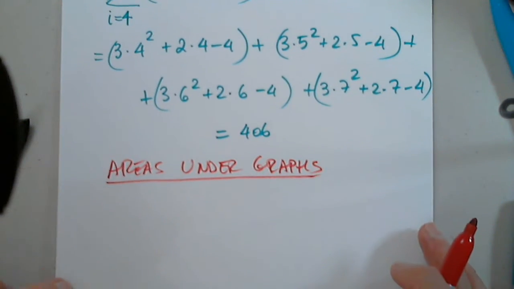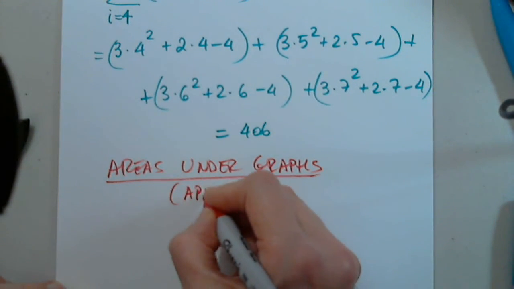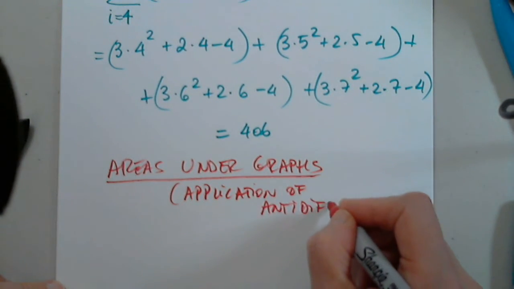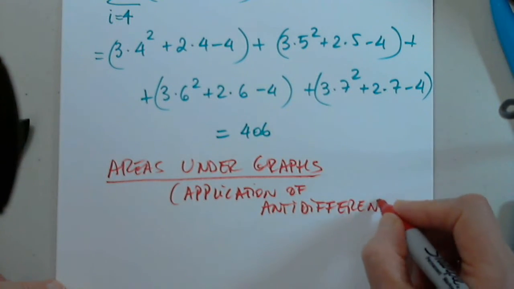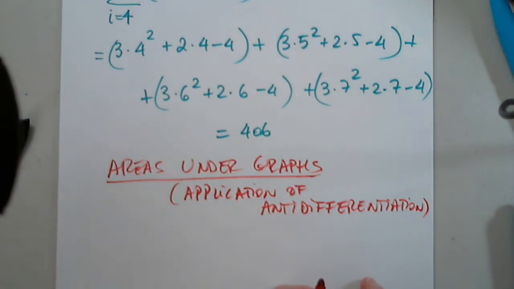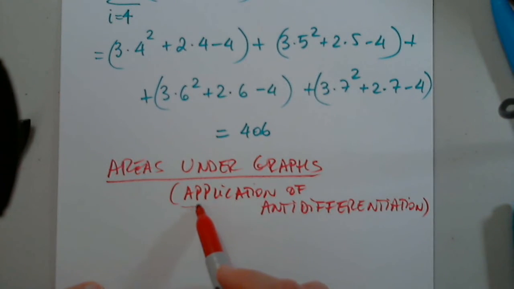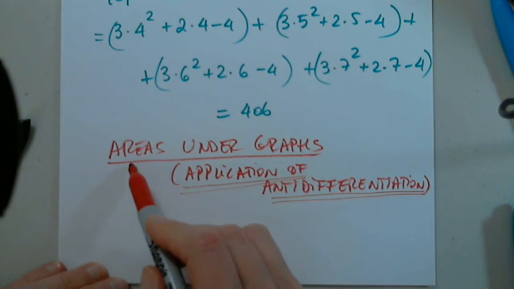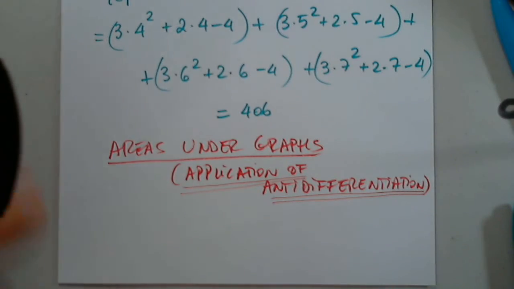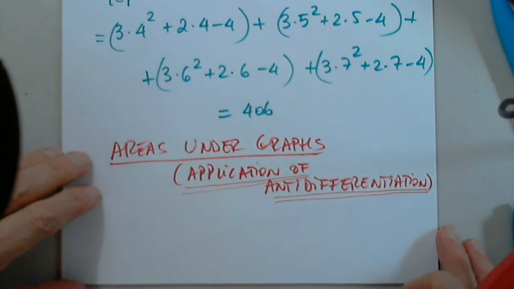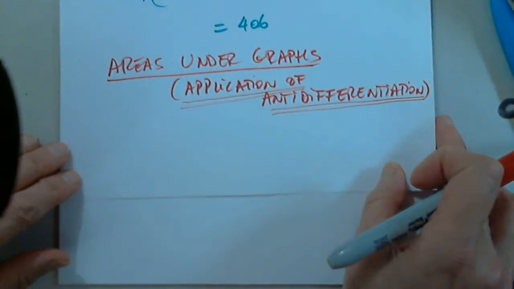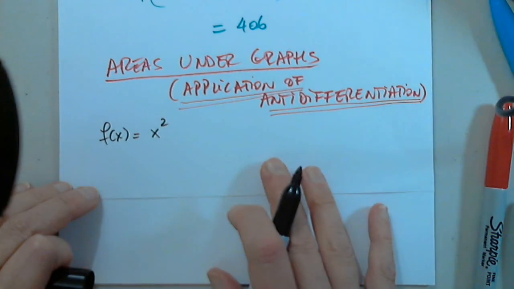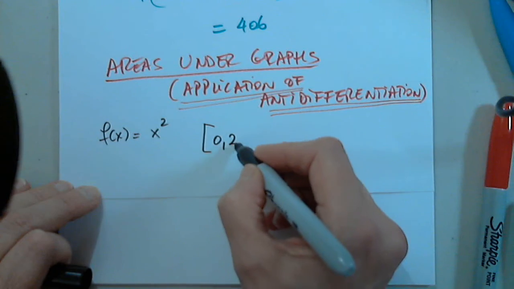This is another application of anti-differentiation. However, before I show you the shortcut, which I cannot right now, let's talk about just areas on the graphs. And you'll see where I will connect the dots for you, of course. Okay, so let's take a very simple example. Let's say f of x equals x squared, and an interval, let's say, between 0 and 2.